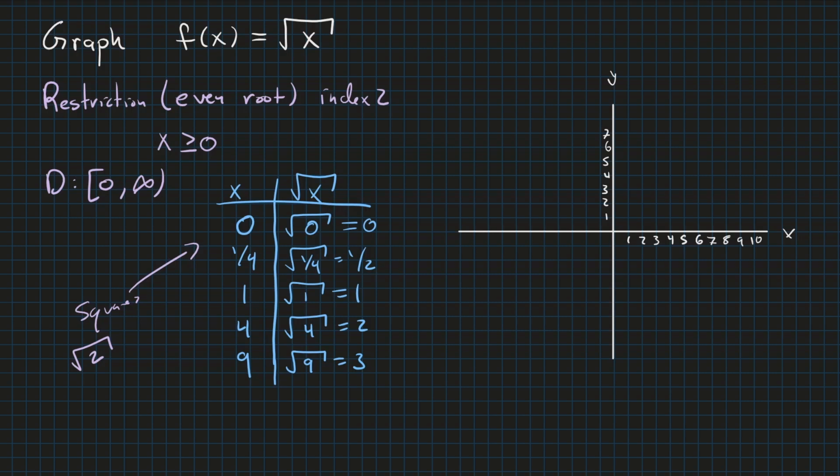So now plotting these, at 0 we have 0. At about a fourth we're up there at a half, so about somewhere in there. At 1 we're at 1. At 4 we're at 2. And then all the way out here at 9 we're at 3. So now connecting the dots, we see the graph of f of x is equal to the square root of x is this blue curve here, starting at 0, 0, or the origin, and extending outwards.